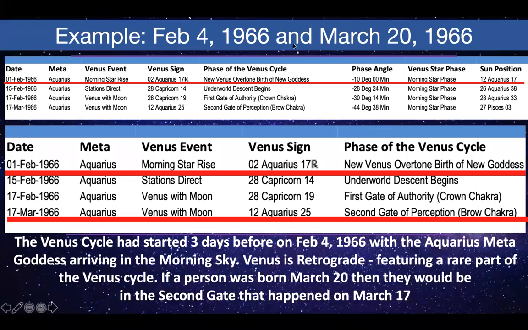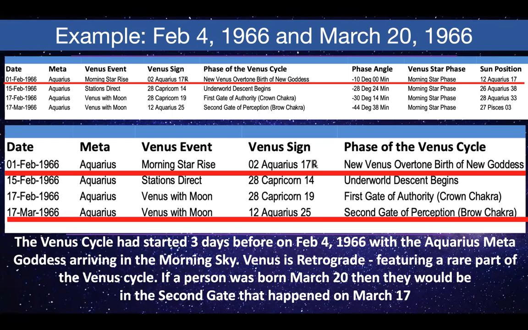February 4th, 1966, say that's somebody's birthday. Well, we look for the date before their birthday. On February 1st, 1966 was when Venus rose into the morning sky in Aquarius and began a new cycle of the goddess as the Aquarius meta goddess on the world stage in the morning star phase. And Venus then stationed direct on February 15th. So if somebody was born between February 1st and February 15th, they're in that retrograde phase. And it's also a phase that we refer to as the between.